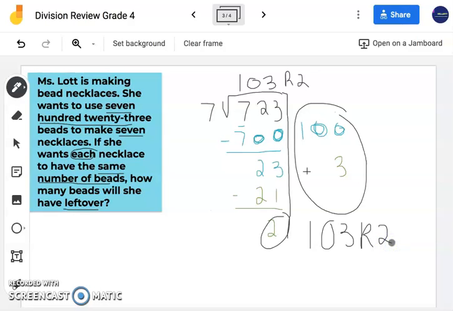However, we have a word problem here. So we're going to go back to my problem now. And it says, how many beads will she have left over? So left over means my remainder. So your answer here, you're just going to say 2 beads left over. That's it. Only 2 beads. You don't need to include 103 and the remainder. You just want the remainder of 2, showing you that's all that's left over. That's all you have to do.